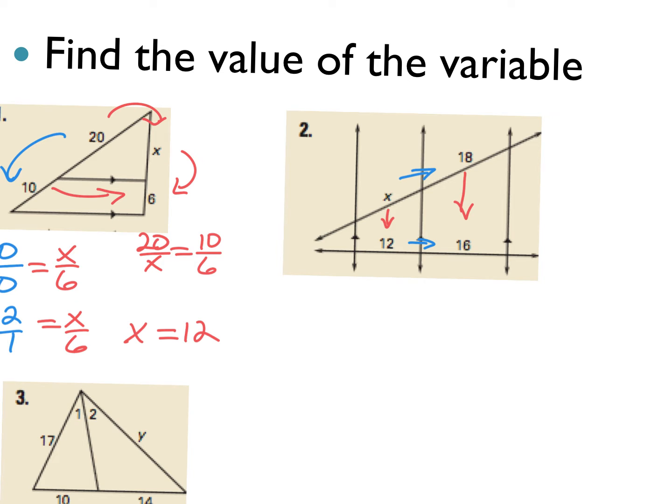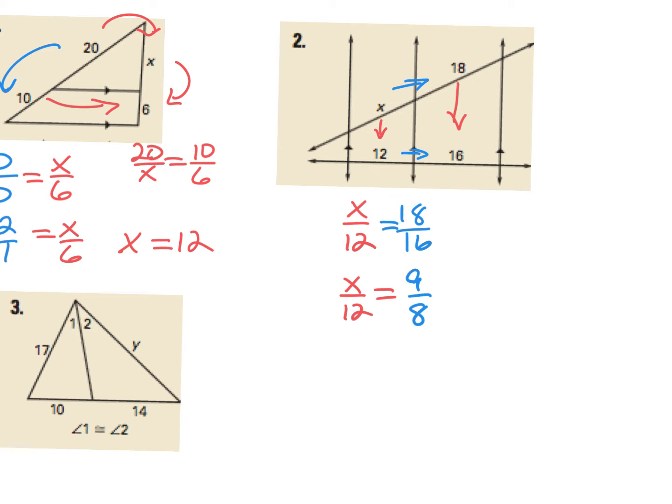So if I do x over 12, and then 18 over 16, again, I want to simplify any fractions that I can. I'm going to simplify the 18 over 16. I can divide them both by 2, and I can change this to 9 over 8. And now I'm going to cross multiply. So I'm going to multiply the 8 times the x, 12 times the 9.